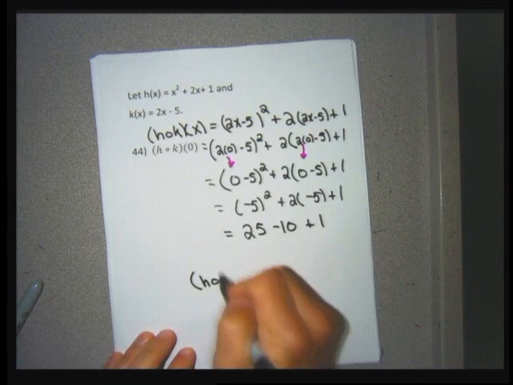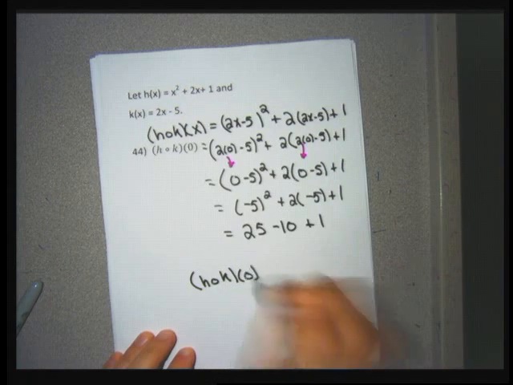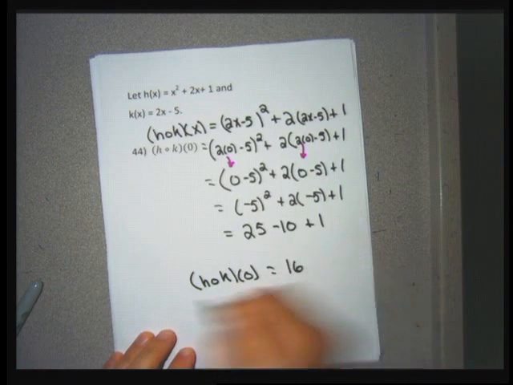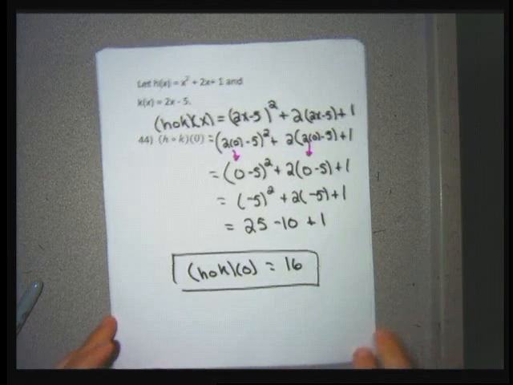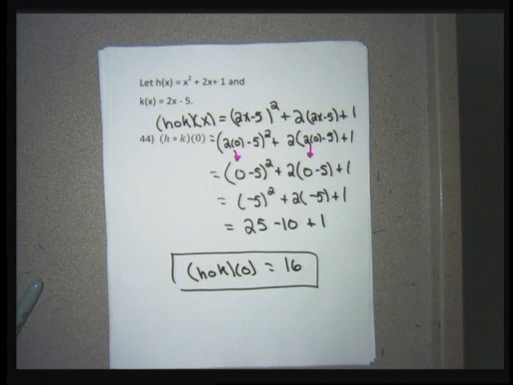So for my answer, I'm going to write h composed with k of 0, which is the problem, equals the number 16. If you just wrote the number 16, that would be adequate, but it's probably desirable to write the problem with the answer.